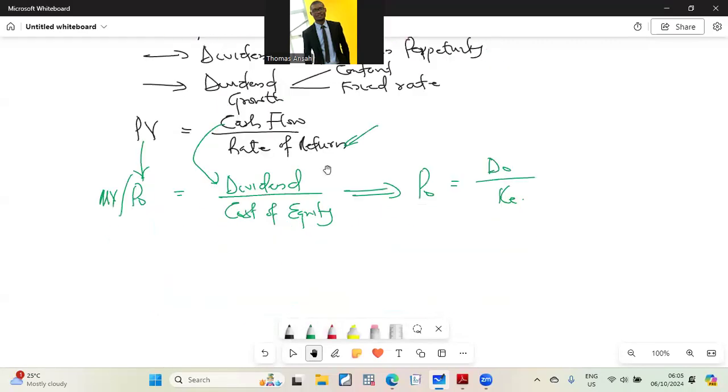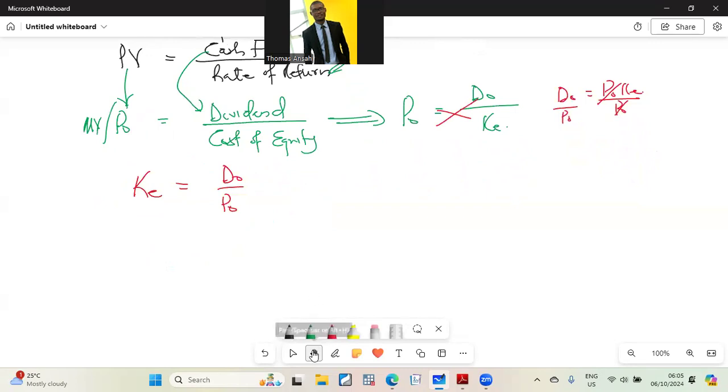So now, by change of subject, we can find KE. So KE, which is what we are learning, the cost of equity capital, can be given by this change of subject. What do we have? We will cross multiply and divide. So you know that when you do this, you have D0 is equal to P0 KE. So since we want KE, we divide by P0 on both sides. Then KE, therefore, is D0 over P0.